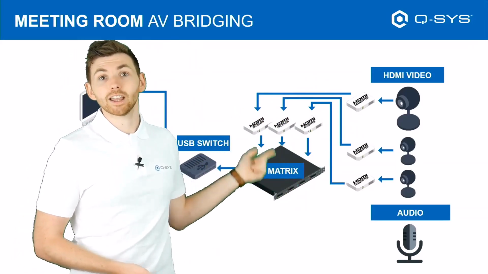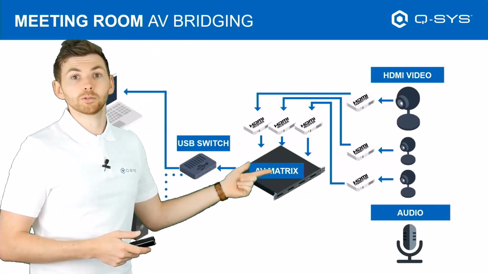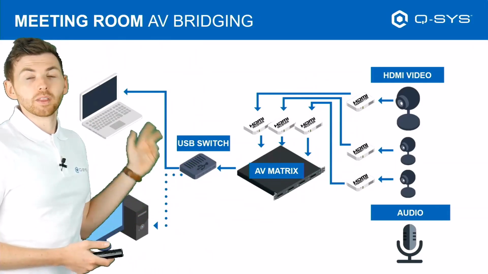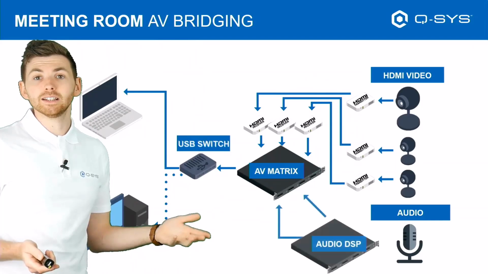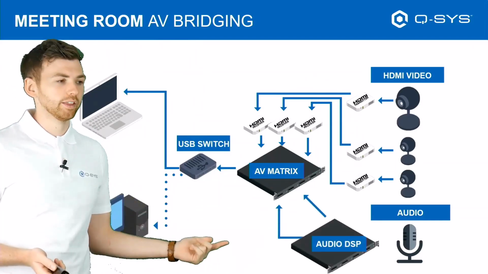Then that goes into this AV matrix where we're going to switch between them. Somewhere this gets converted to USB. Then it goes into this USB switcher. It's all getting a bit stressful. And what about audio, right? We're certainly going to need a DSP at this level. So we've got an audio DSP going in and out of the AV matrix.